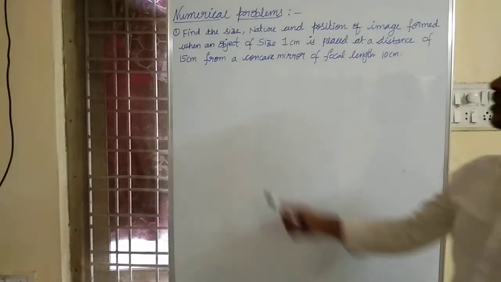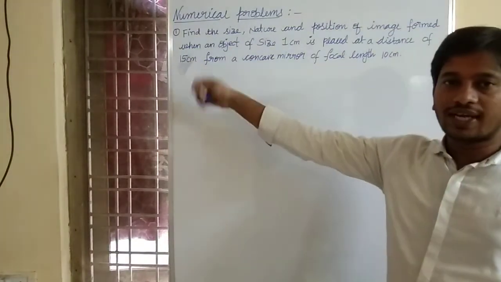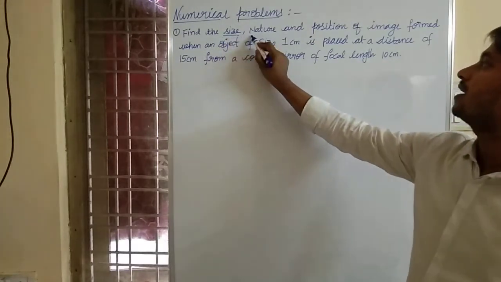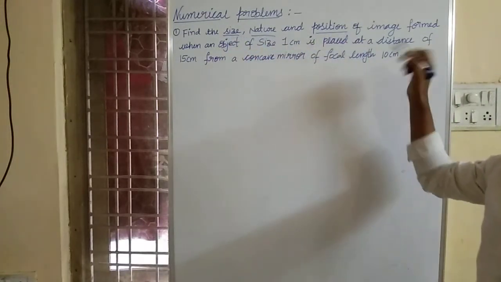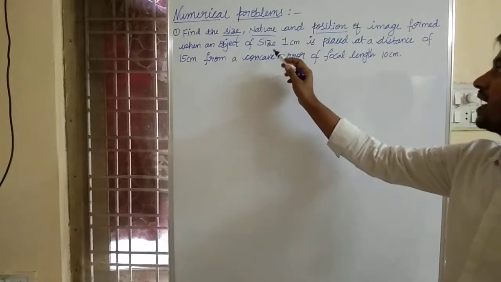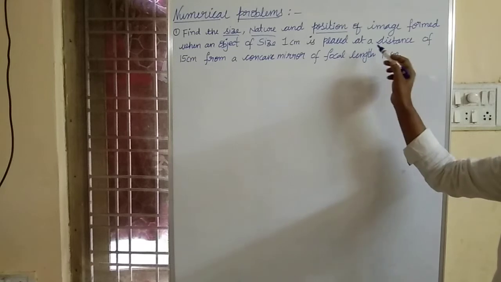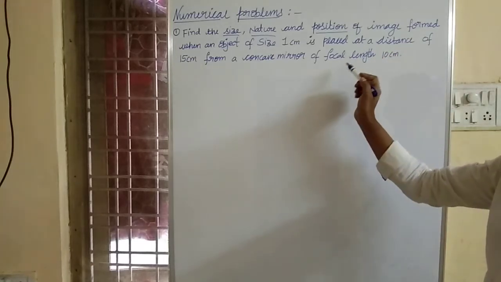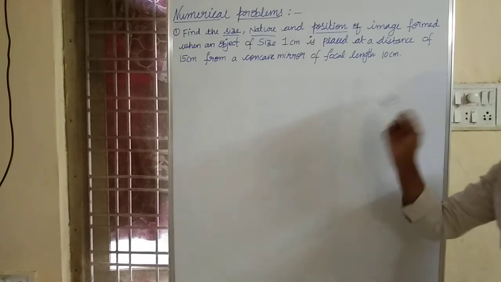Suppose they will ask questions like this. Find the size, nature and position of image formed when an object of size 1 cm is placed at a distance of 15 cm from a concave mirror of focal length 10 cm.